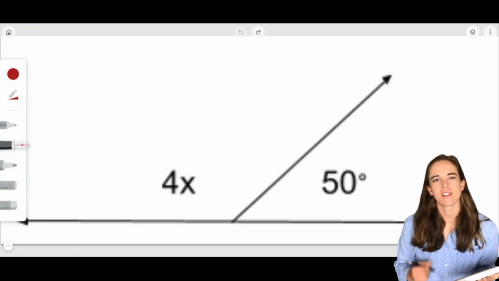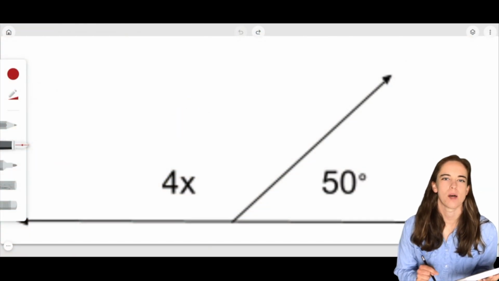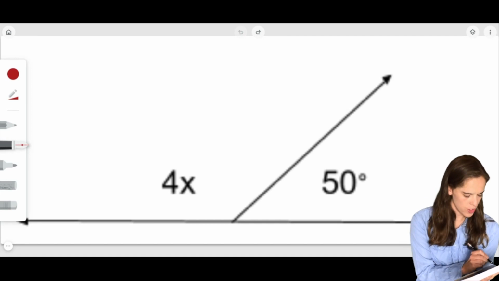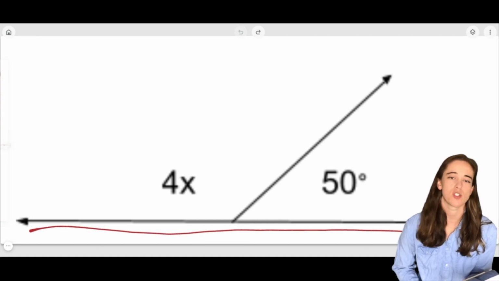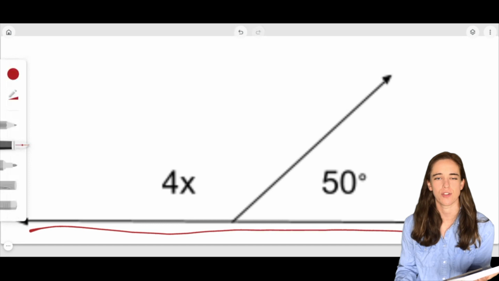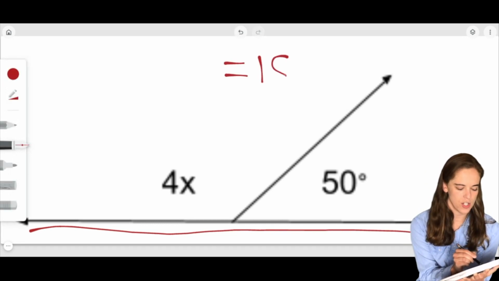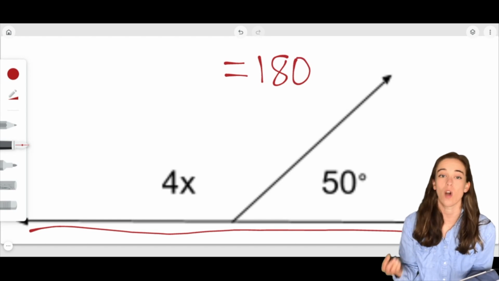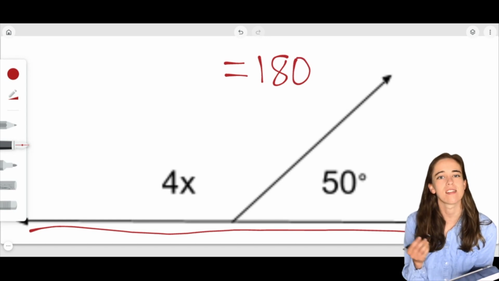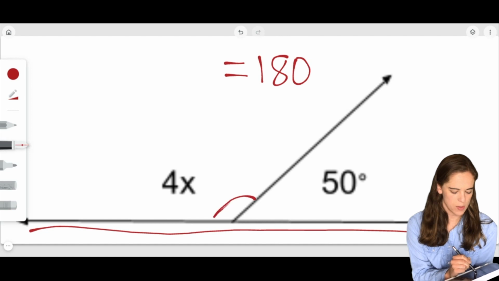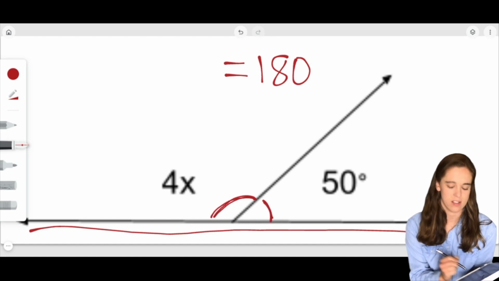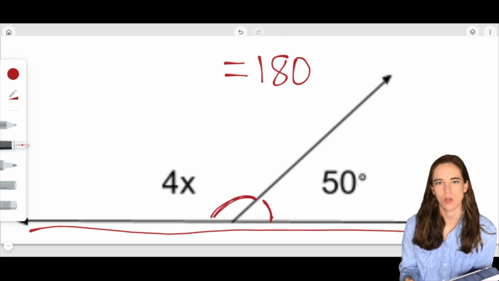All right, for our first example, we have a set of supplementary angles. They are supplementary because they are on a straight line, which means that they add to 180 degrees. So for this equation, our end goal is that we want it to equal 180. Now we need to figure out what needs to equal 180. Well, it's the sum of the angles. So that means when I take this angle and I add it to this angle, they have to add up to a total of 180.